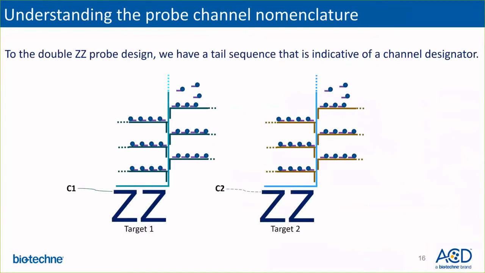For example, a C1 probe has a specific C1 tail sequence that will only allow for binding of subsequent C1 amplifier and labeled probe molecules. Similarly, a C2 probe will have a separate and unique tail sequence.